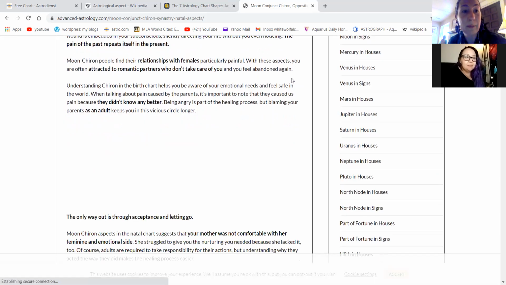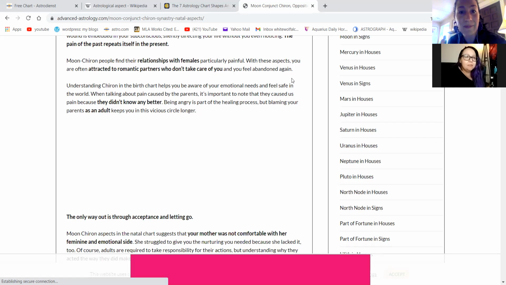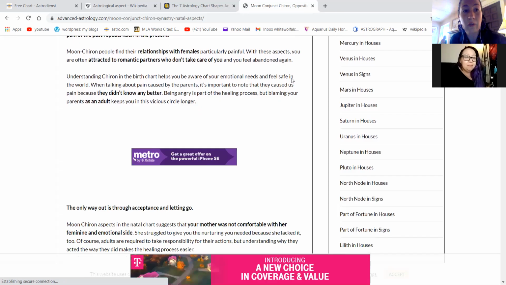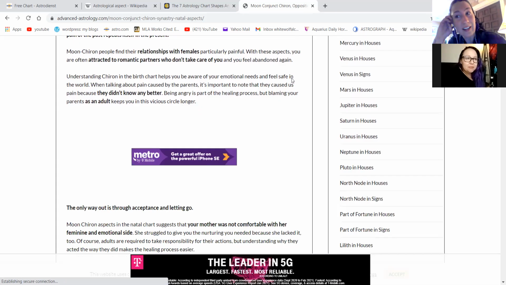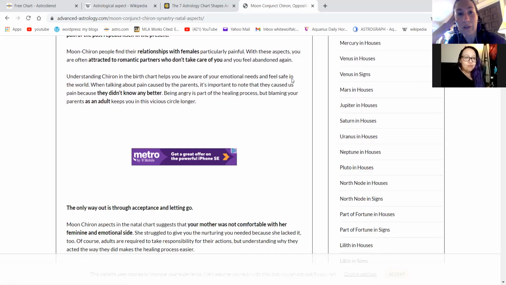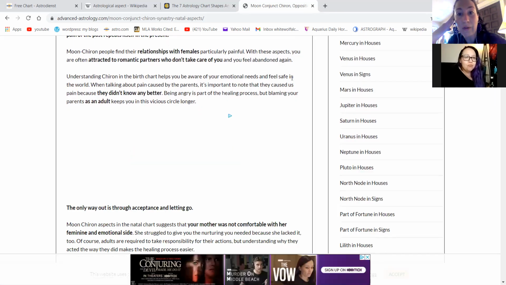Moon Chiron people find their relationships with females particularly painful, not all the time. You are often attracted to... I see this as because it's your wounded healer, you're extra good at taking care of women. With these aspects, you are often attracted to romantic partners who don't take care of you and you feel abandoned again. I'm not going to read the rest of that.